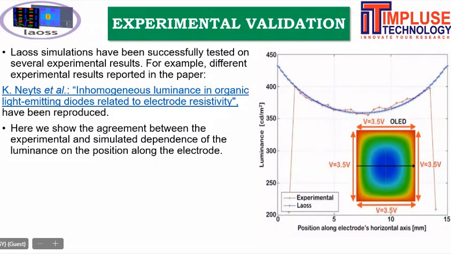Now, whatever results come from the virtual simulation through LAOSS, are they validated? Are the results reliable? That's why we provide reliable characteristics of your device structures. This LAOSS can do the simulation successfully on different experiments we have tested. You can see this is one paper where inhomogeneous luminance in organic LED related to electrode resistivity has been reproduced. So luminance is calculated.